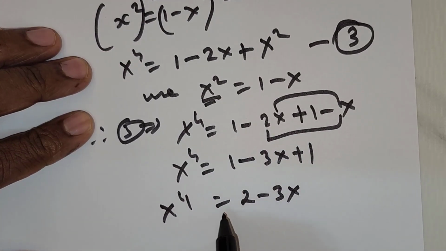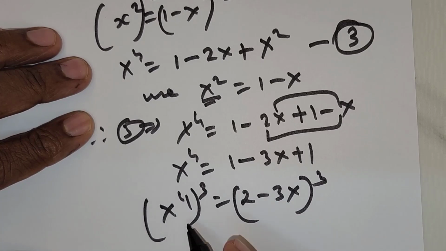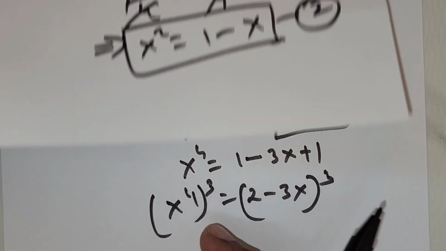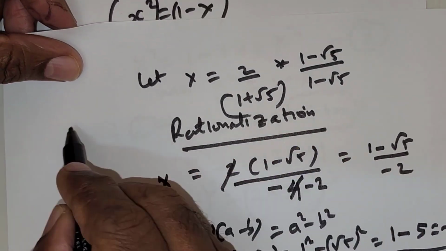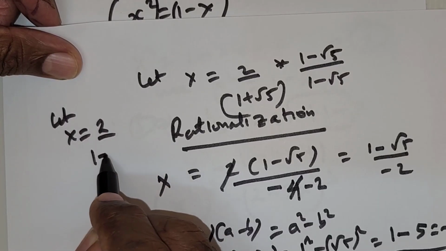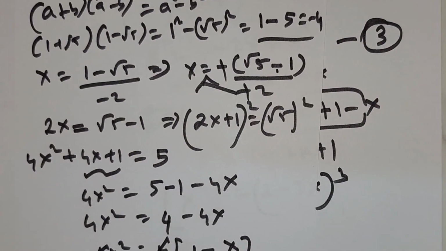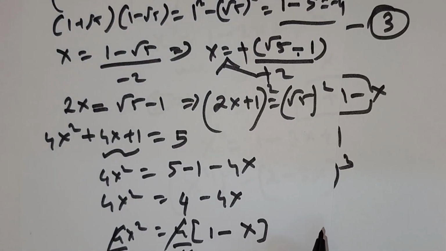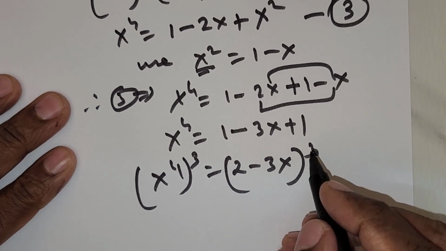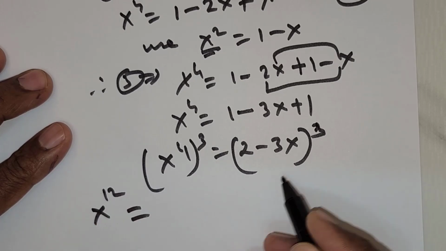So now I'm going to take a cube on both sides. Why? Because we need x to the power of 12. We started off with this, right? Let x be equal to 2 over 1 plus root 5. We got that because we arrived at this particular point. So that is the reason I'm taking it to the power of 3. This will give me x raised to the power of 12.